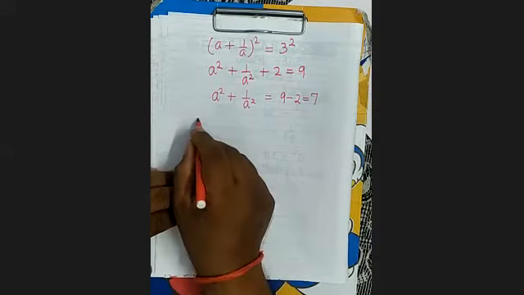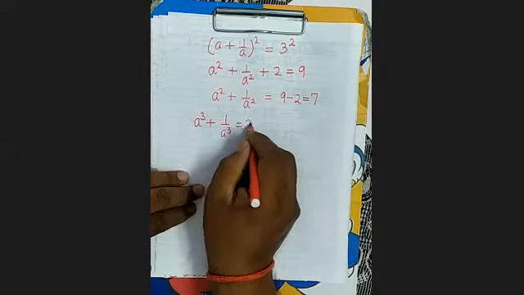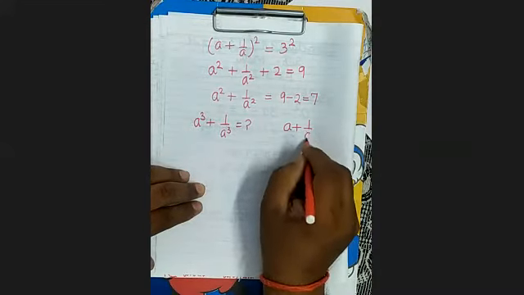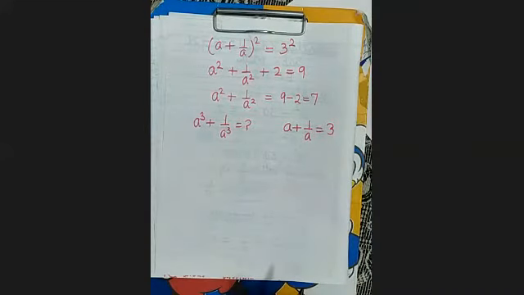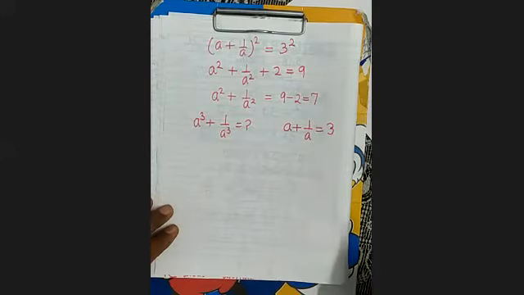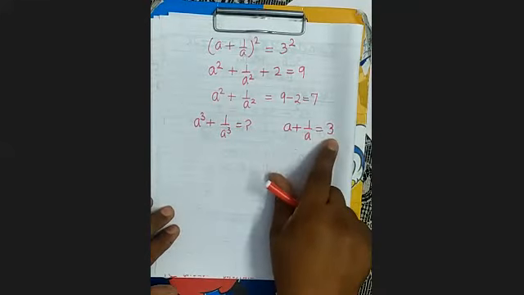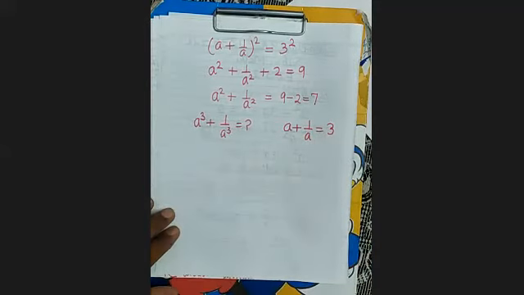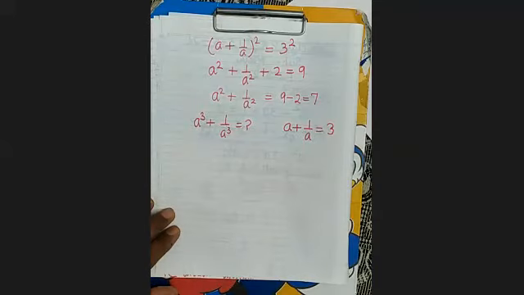Now all of you see here. Second part is a cube plus 1 upon a cube. You have to find. And what is given to you? A plus 1 upon a is given, it is equal to 3. So in the previous question, I told you that you can find this by cubing both the sides. But now I will tell you another method.